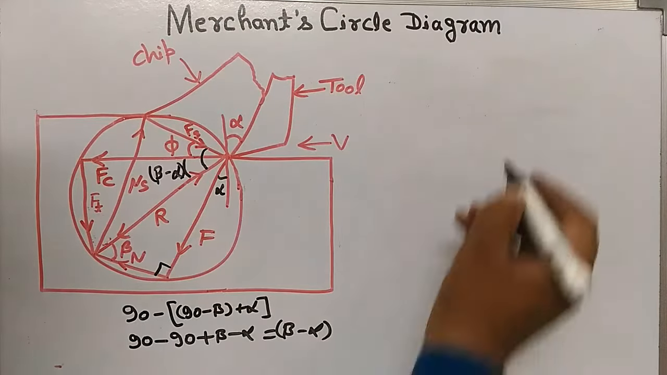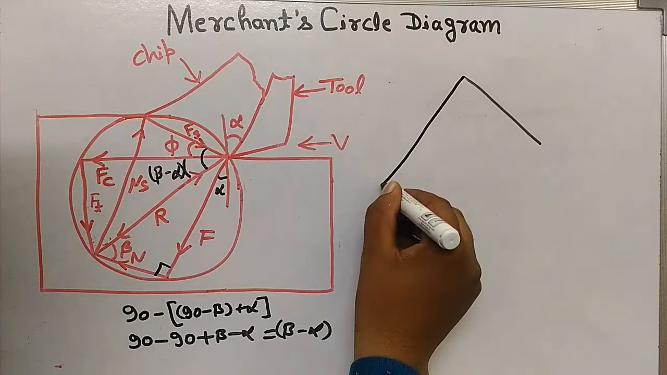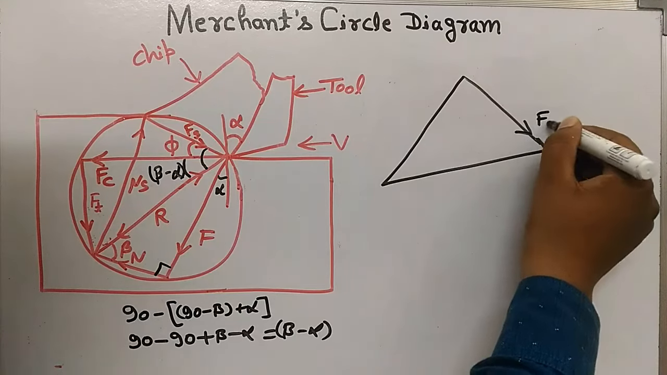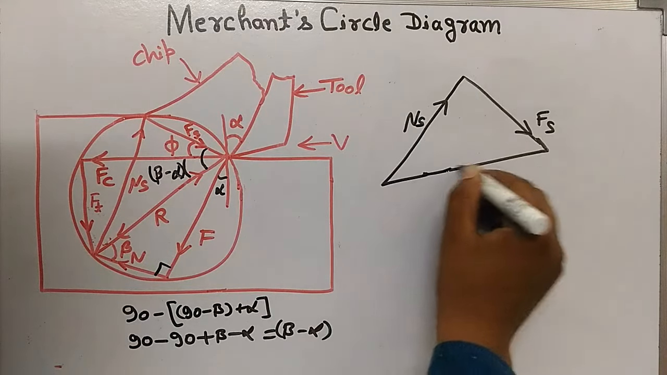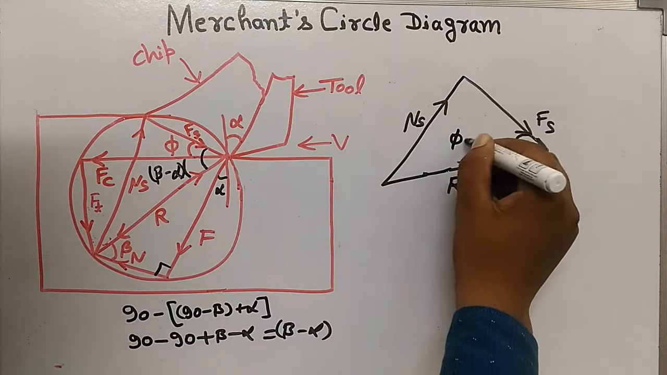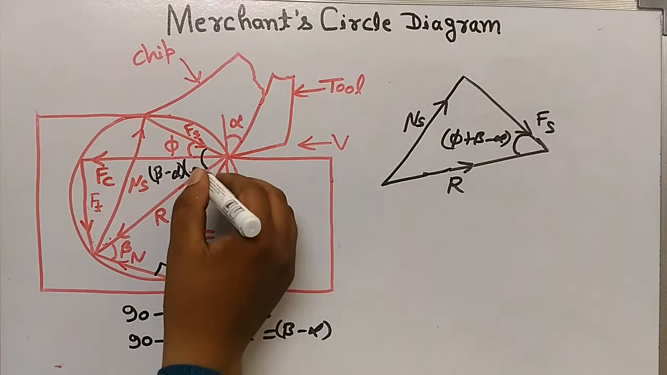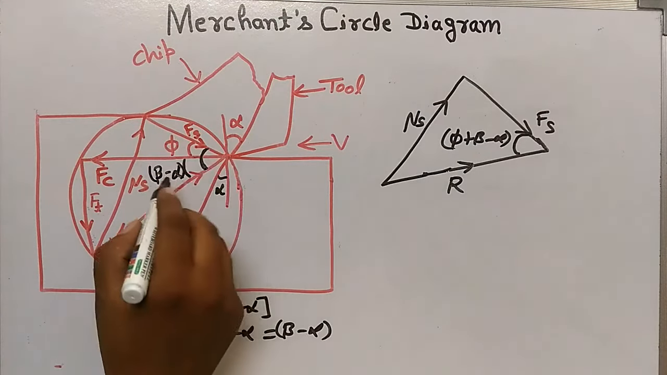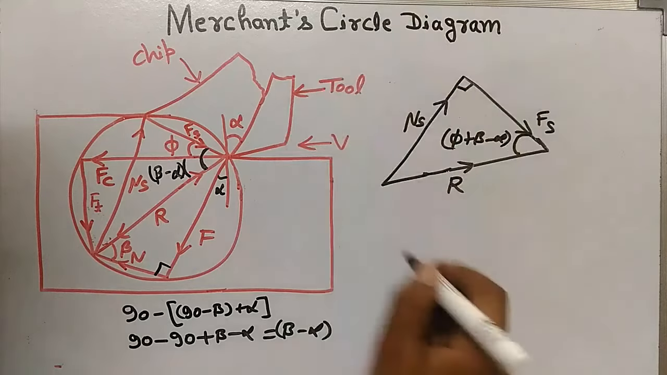Let's make a free body diagram for shear force and normal to shear force. Fs and Ns, and this is resultant, and this angle will be phi plus beta minus alpha, as this angle is beta minus alpha and this is phi, means this angle will be phi plus beta minus alpha, and this angle is 90 degree.